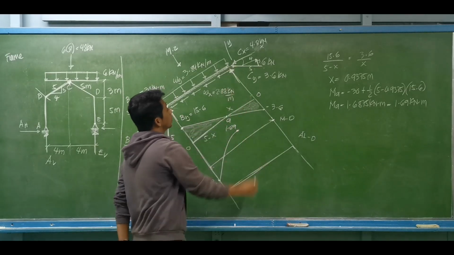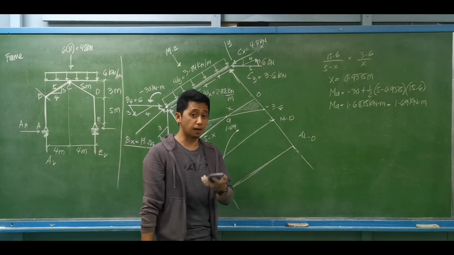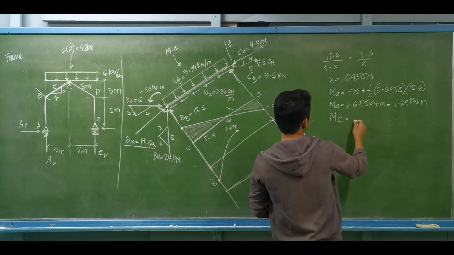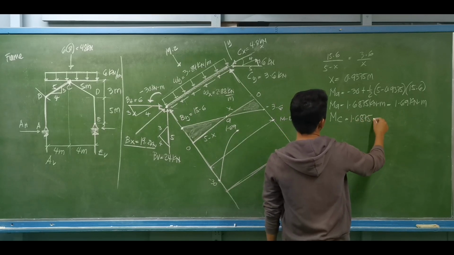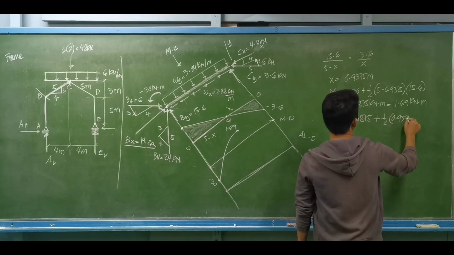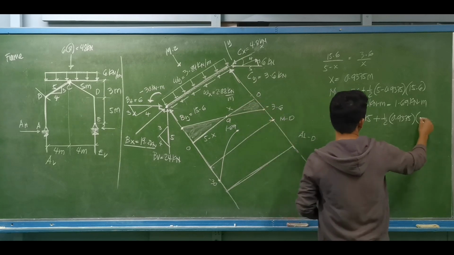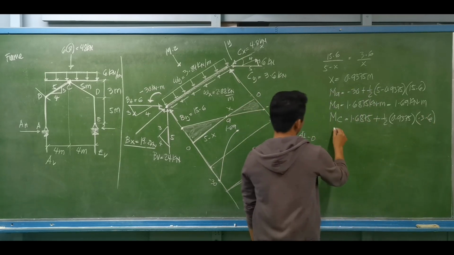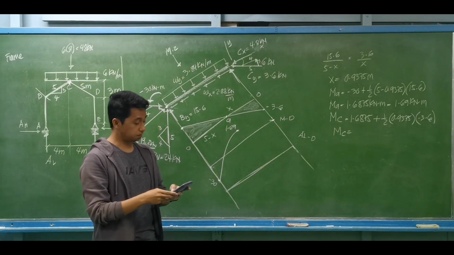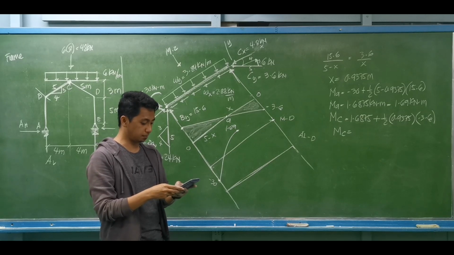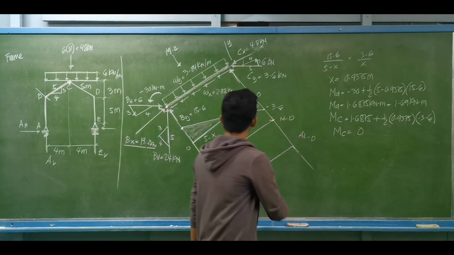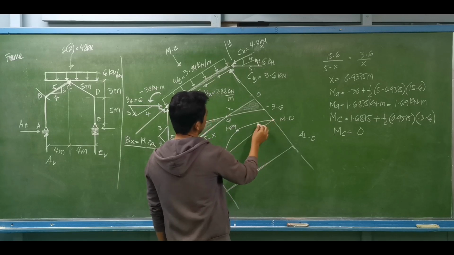And let us check. The moment at C should be 0 since that is an internal hinge. So we have the moment at C equal to 1.6875 plus 1/2, the base is 0.9375, times negative 3.6, so negative shear. So the moment at C is 1.6875 plus 1/2 of 0.9375 times negative 3.6. Obviously that should be equal to 0. So this will be our moment diagram.